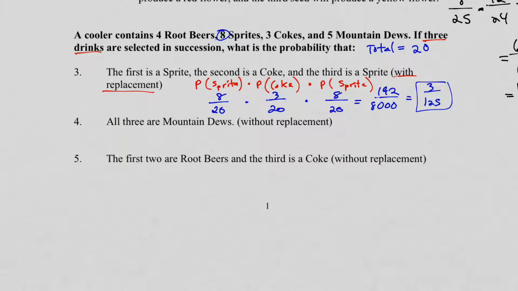There's a 2.4% chance of grabbing 3 times from the cooler and actually getting a Sprite first, a Coke second, and a Sprite third. It's a very small chance, 2.4% to get those 3 in that particular order. That's the interpretation of what we're doing. It's not just random stuff we're doing for the fun of it. This is actual real life: what are the odds? What are your chances?